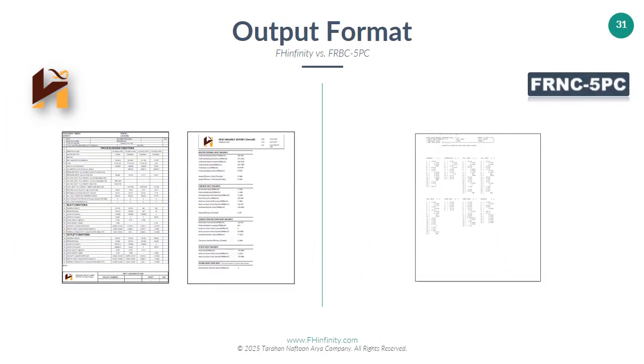Let's talk about outputs. FRNC generates basic text reports that often require significant manual formatting before they can be used in engineering documents. FHinfinity generates professional, structured engineering datasheets and plots. Heater, burner, fan, APH, all formatted and ready for your final report. We save you hours of post-processing time.